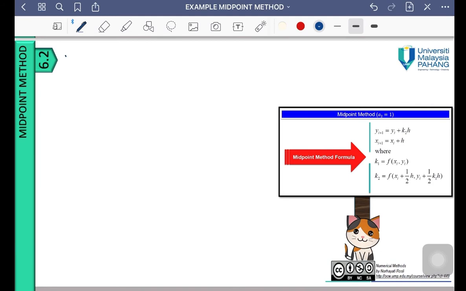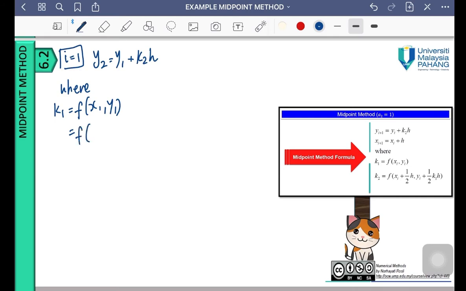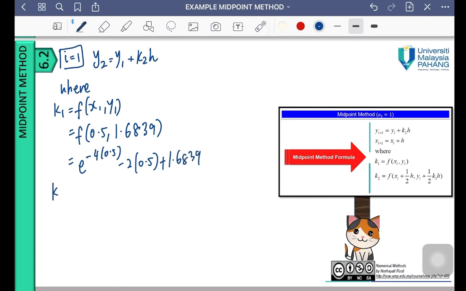Next we continue with i equal to 1. Now we want to calculate y2 equal to y1 plus k2 times the step size, where first we calculate our first slope k1 equal to f at the point x1, y1. We substitute all the values: 0.5 and y1 from the previous calculation, 1.6839, into your function. 2 times your x, and then plus y, 1.6839. Here we may get k1 equal to 0.8192.